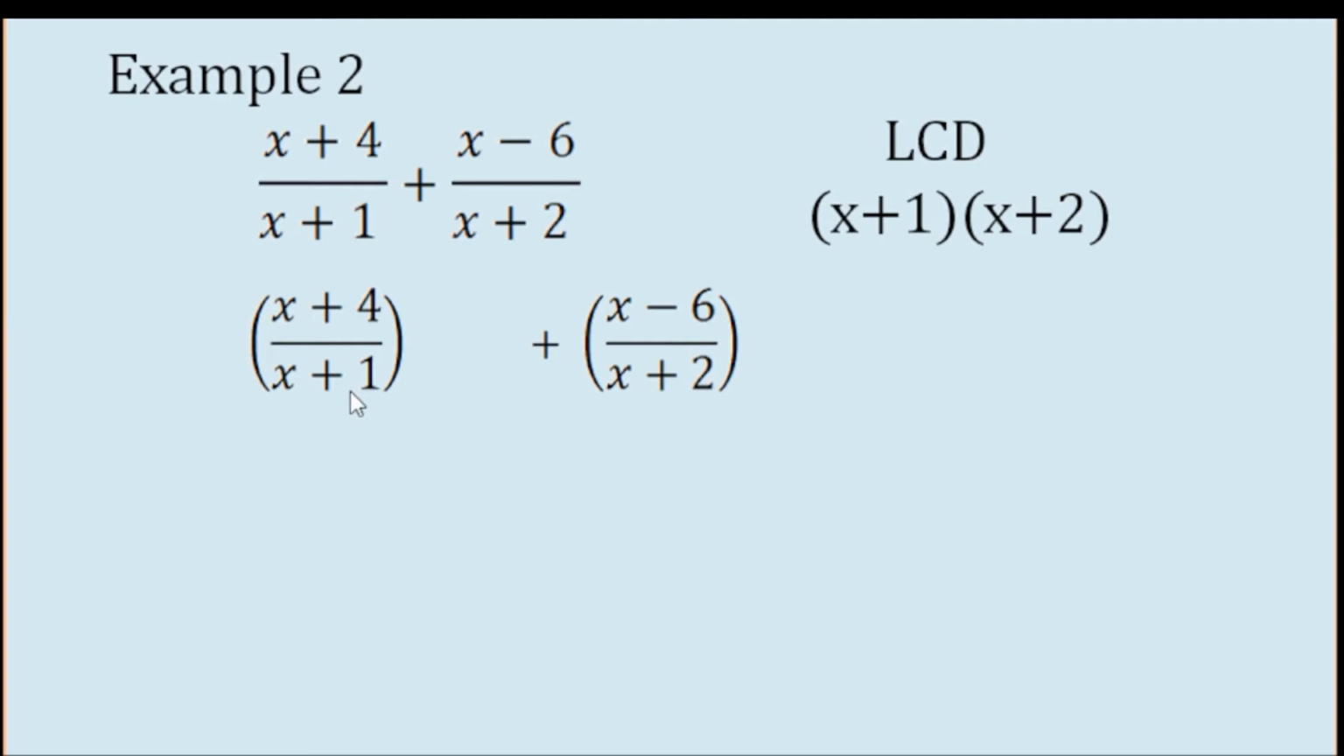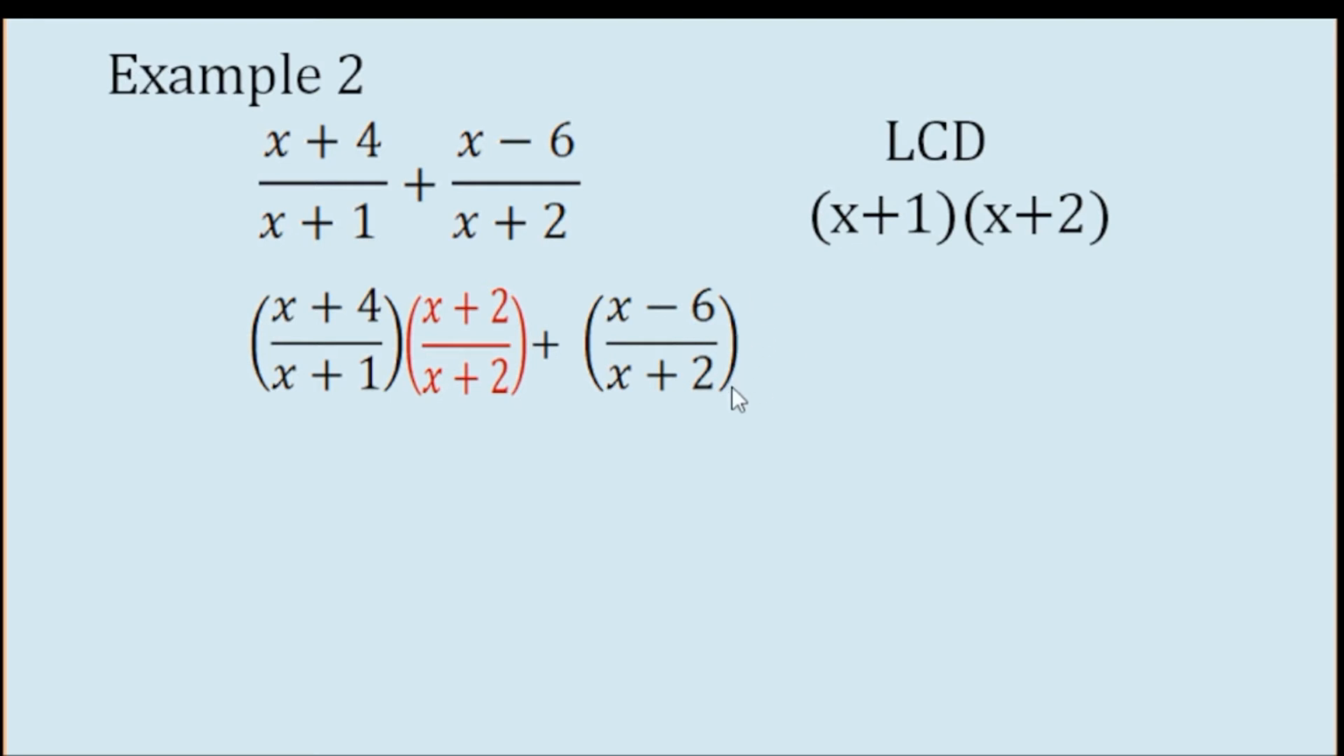And here, our denominator here is only x plus 1. So meaning to say we need x plus 2 here. So we are going to add x plus 2 over x plus 2. And then also here, our denominator is x plus 2. But our LCD contains x plus 1.